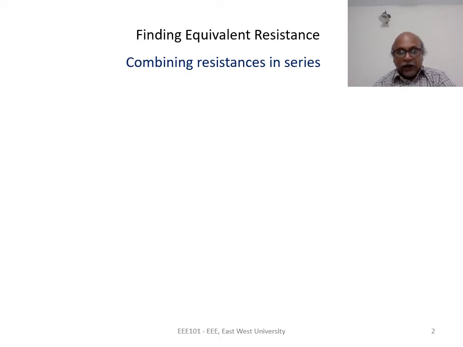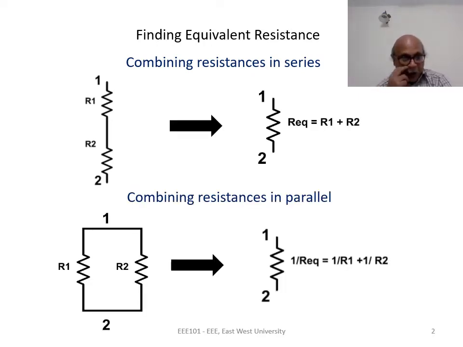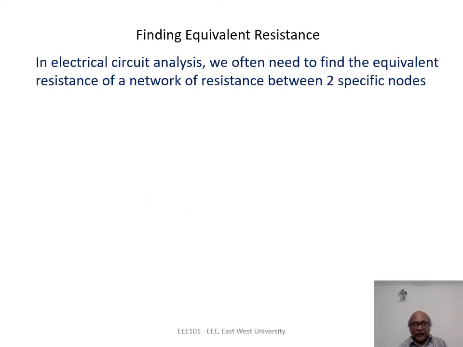So we have already learned in our previous lectures how to combine resistance in series and how to combine resistance in parallel. Using these rules for combining resistances in series or in parallel, we can simplify a circuit or a network of resistance and find the equivalent resistance. In electrical circuit analysis, we often need to find the equivalent resistance of a network between two specific nodes.